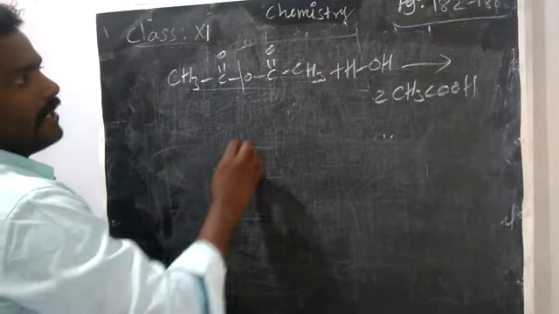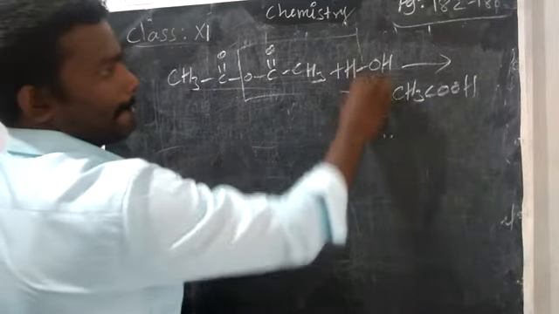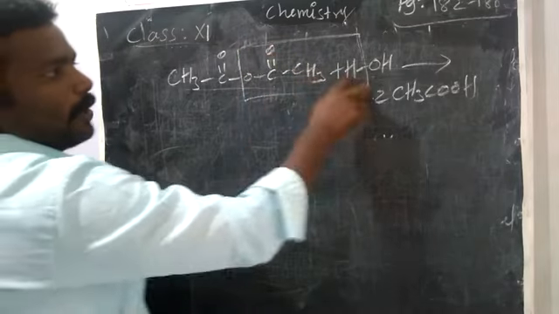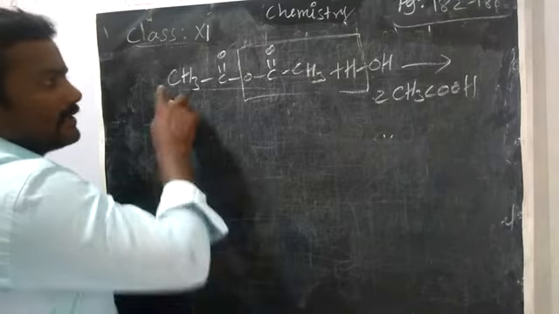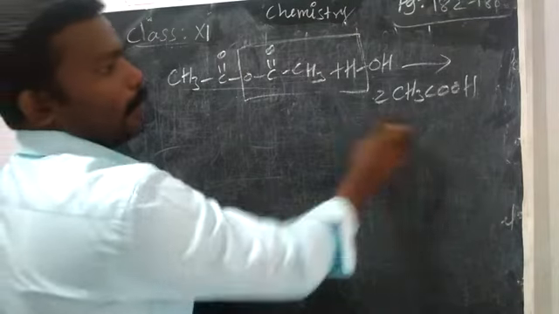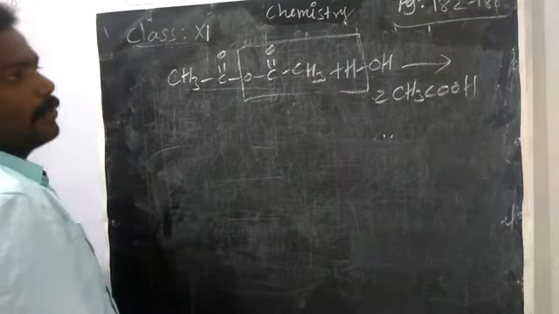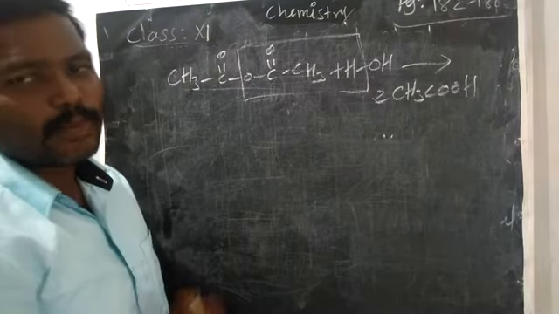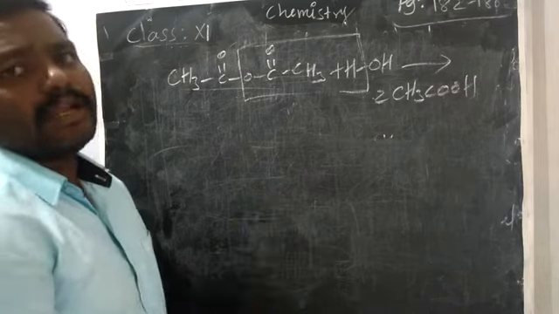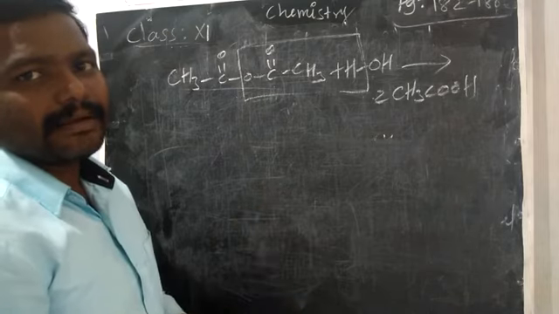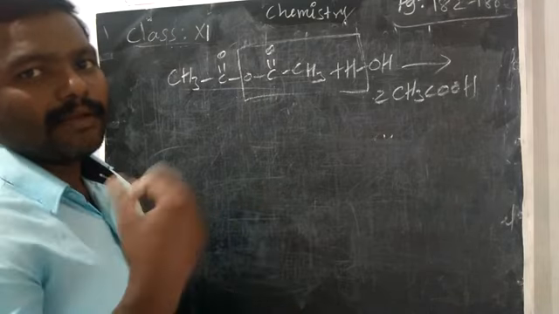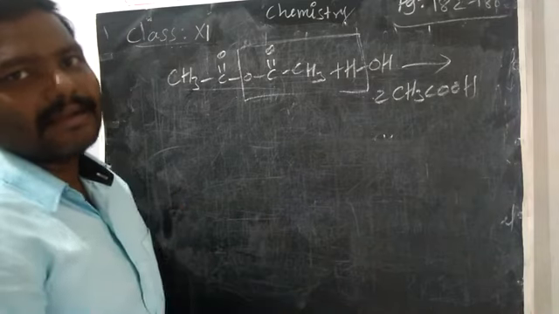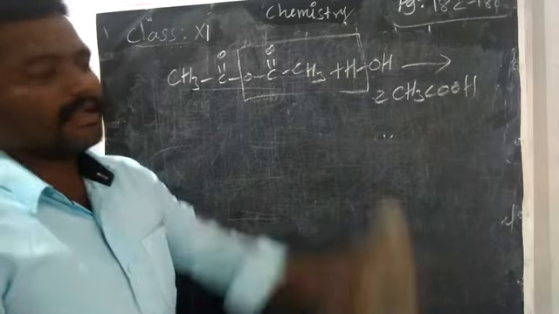Listen carefully: CH3C double bond OH, acetic acid. CH3C double bond OH, acetic acid. So if you hydrolyze the acetic anhydride, you will get acetic acid. Why, sir? Just now we prepared acetic anhydride. If you remove the water from 2 moles of acetic acid, you will get acetic anhydride. Only the reverse of that reaction we are seeing here.